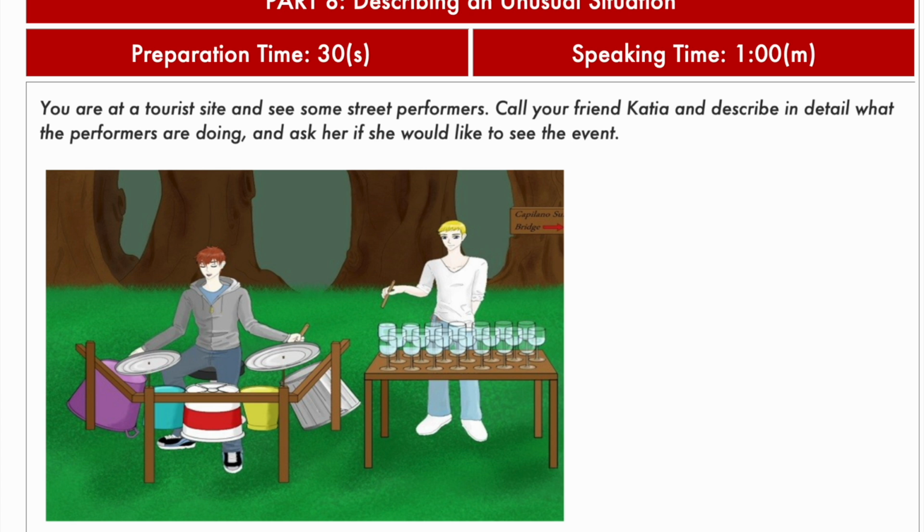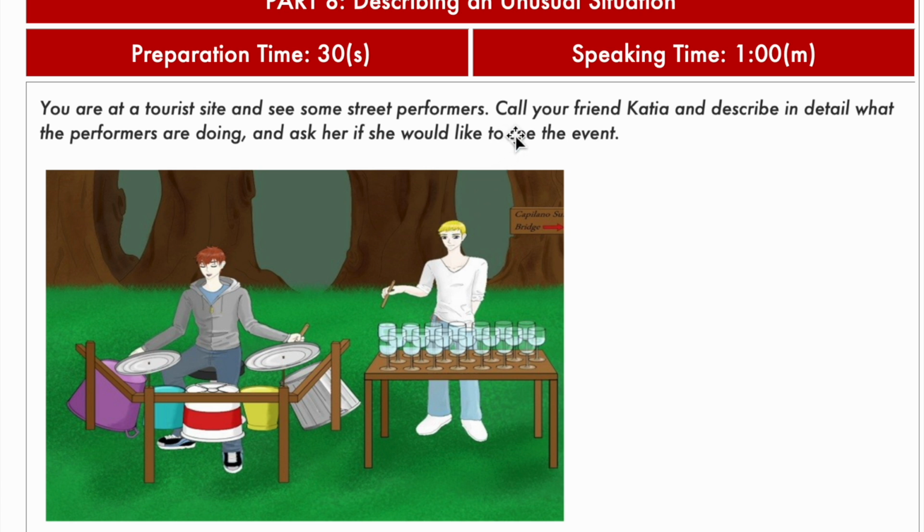Okay, everyone, let's look at today's question, Part 8, describing an unusual situation. Preparation time 30 seconds, speaking time 1 minute. You are at a tourist site and see some street performers. So you went somewhere, maybe downtown, and you saw some street performers. Two men are performing, playing some instruments. Well, they look like instruments. That's what is unusual. We need to find what is unusual.